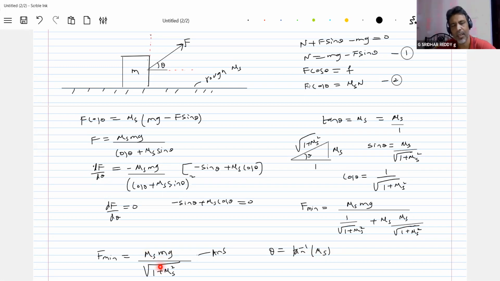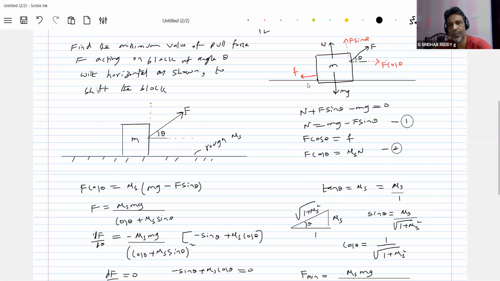Yes, it is. So if the question is asked, find the minimum pull force required to pull the block, will you write mu s mg or will you write mu s mg by root of 1 plus mu s square? You should write this one. Any reason for that? Because a component of F will act vertically, so that will decrease the normal reaction. If normal reaction decreases, then what will happen to friction? It will decrease the value of friction. So if N decreases, then the limiting friction acting will decrease, no?